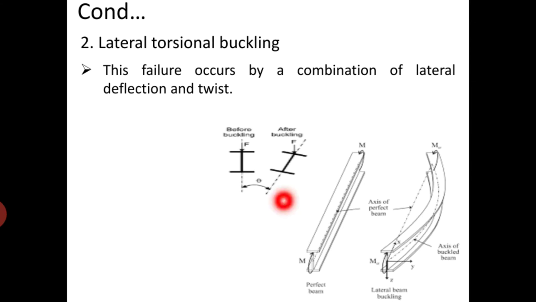Look at this beam. This is the initial position of the beam before loading, and once the loading is done, because of the excessive loading, it has buckled sideward like this. It has taken a curved path. This is called lateral buckling. Along with the lateral buckling, because of the couple moment acting on either side of the beam, the beam may get twisted. Hence it is a combination of lateral deflection as well as twist, and it is called lateral torsional buckling. This is also one mode of failure in a beam.